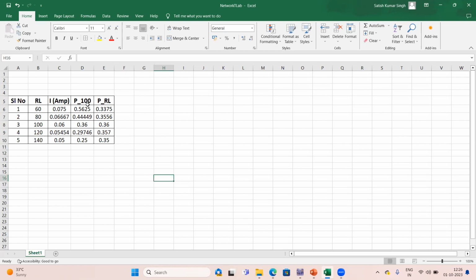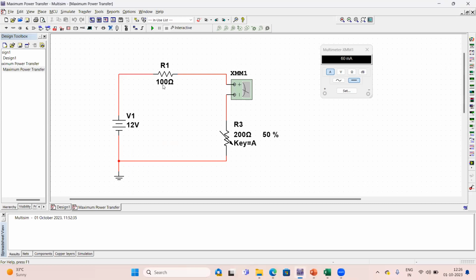delivered to this 100 ohm resistance, which is in series with your source. You can see this is our source resistance Rs. When current passes through this 100 ohm resistance, a certain power must be delivered to the source resistance itself. That power is lost and is not available to the load resistance. This is the limitation of your practical voltage source, right?